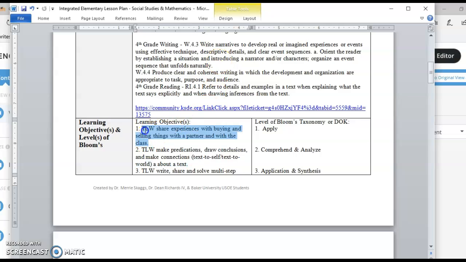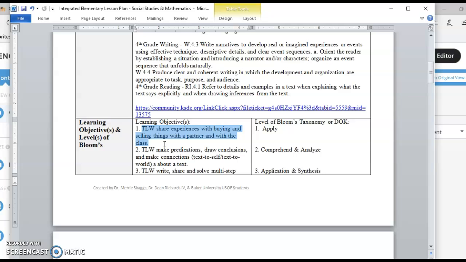The other important component of writing learning objectives is they need to be observable or measurable. And what that means is that somebody can see this happening or they can measure it through an assessment of some sort. So looking at this first one, TLW, the learner will share experiences with buying and selling things with a partner and with the class. Okay, so that's a very observable thing. You could say the learner will share experiences with buying and selling things, but you really need to put something in there that's something we can observe.